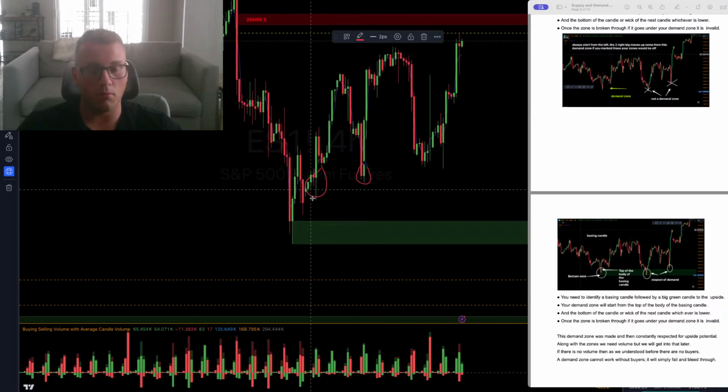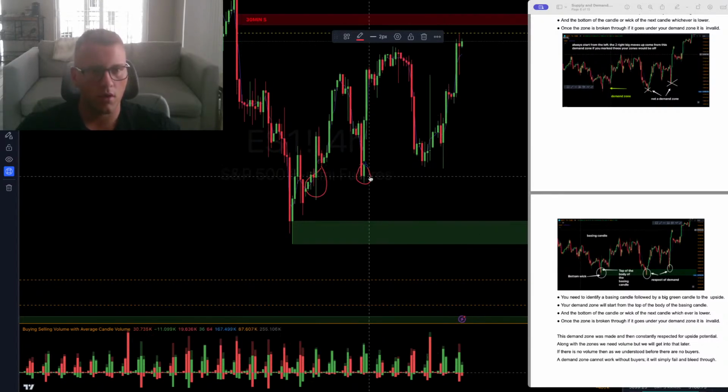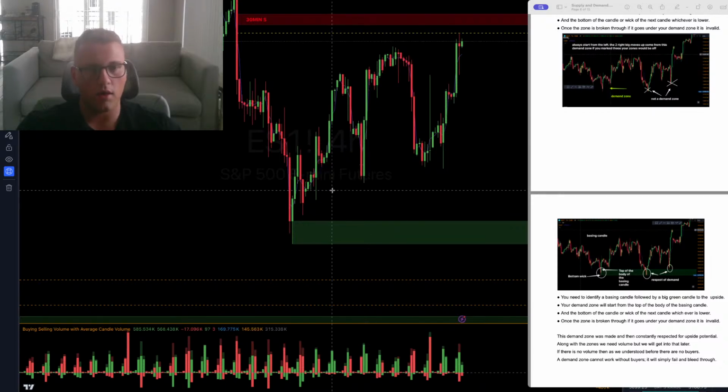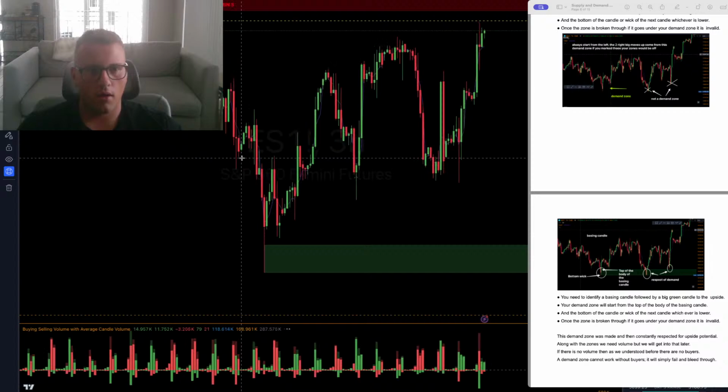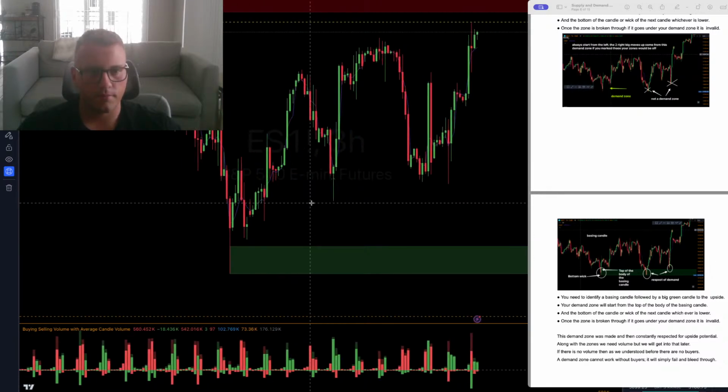Decent size move up. So I'm going to look to make demand zones out of one of these two areas. Hopefully it's this first area and we have confluence with the second area. That is what we're going to be looking for. Every confluence you can add in the market will give you a better risk to reward and more confidence to take a trade.